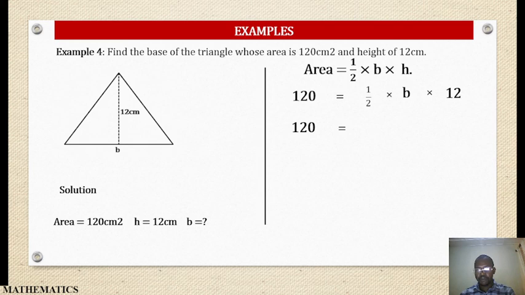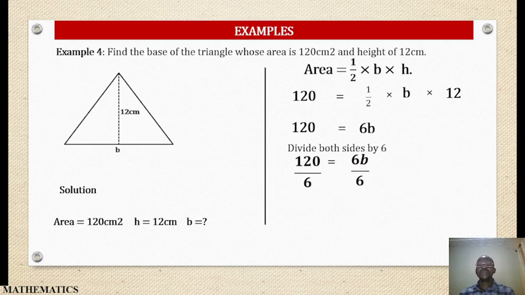So what we have here is 120 equals 6B. And now we are looking for B. And B is having a coefficient of 6. So for us to get rid of that coefficient, which is 6, we have to divide both sides by 6. And we have 120 divided by 6, which is equal to 6B divided by 6. And 6 and 6 will cancel each other. We have B equals to 120 divided by 6. The answer is going to be 20 centimeter.